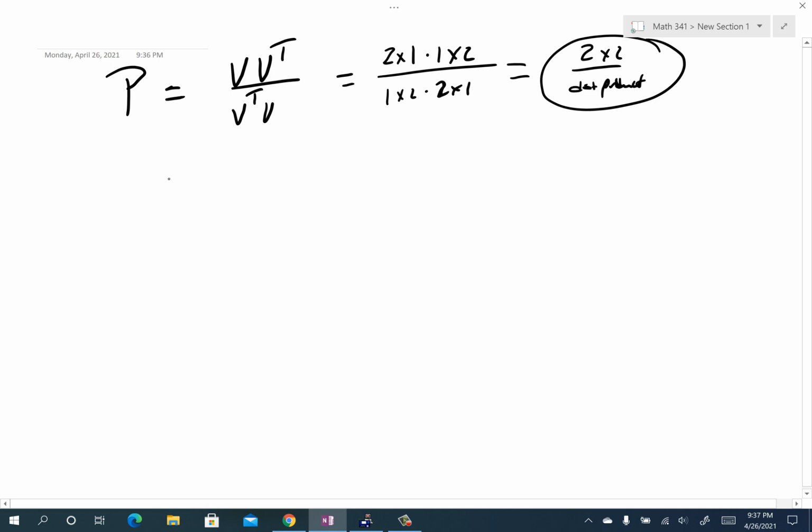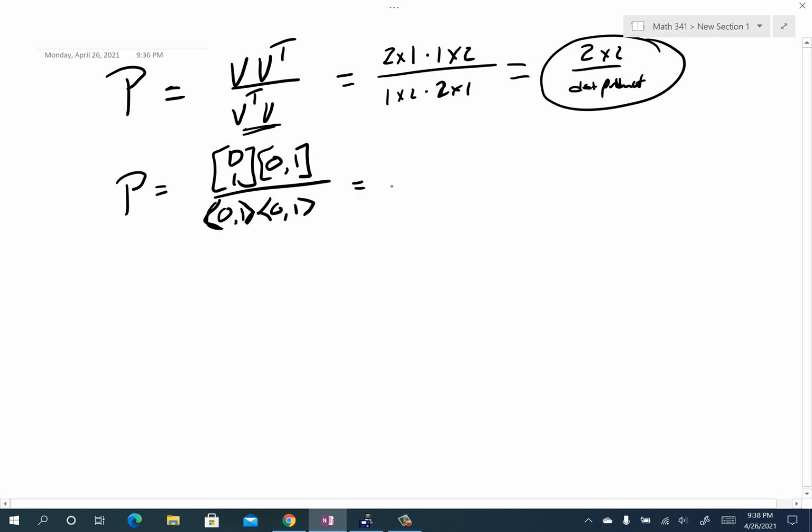So in our case, if we're going to project it onto the y-axis, and you can do it either way you want to, because remember, this is just the magnitude of this guy, the magnitude of it squared. So it doesn't really matter. I'm going to choose 0, 1, 0, 1. And then on the bottom, I'm going to have 0, 1, dot 0, 1, which of course is just 1.